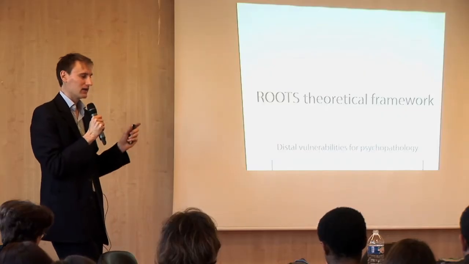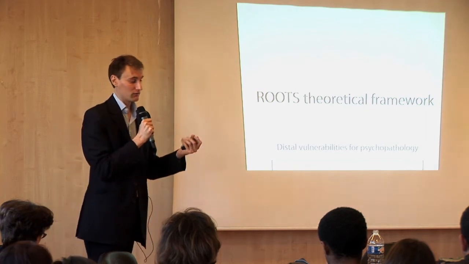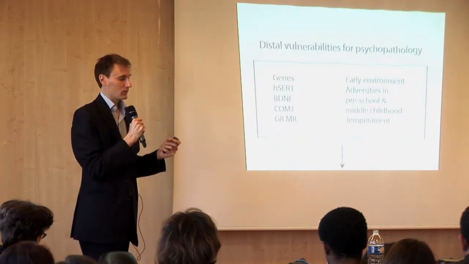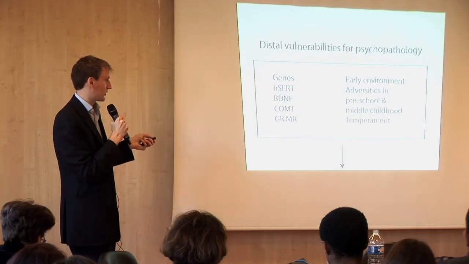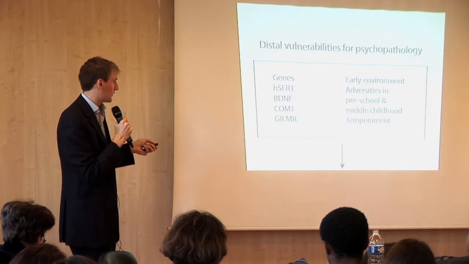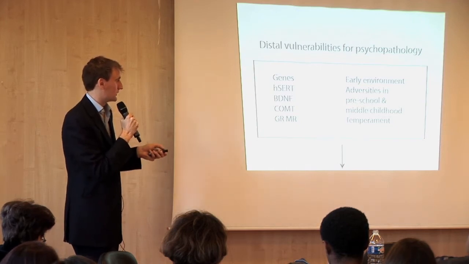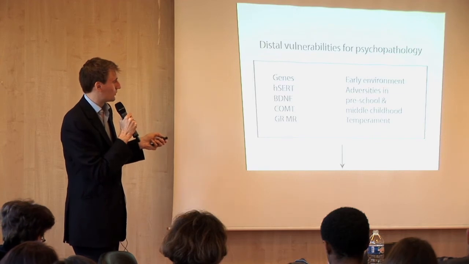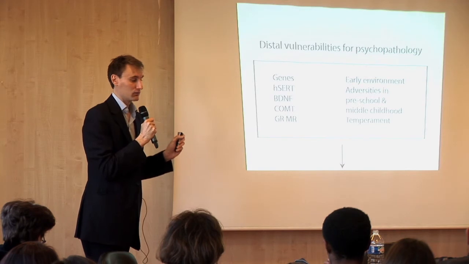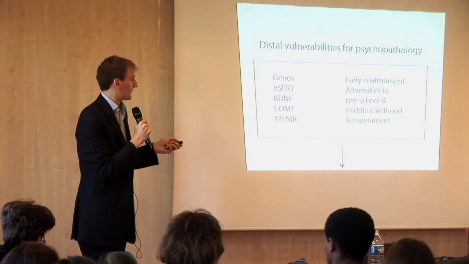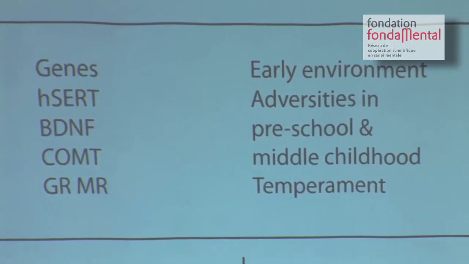And I'll just quickly outline the theoretical framework underlying the Roots project. And so we were interested in distal vulnerabilities upon subsequent psychopathology. And these are things like genes, and there's candidate genes that we've studied. The usual suspects are serotonin transporter, BDNF, COMT, and glucocorticoid and mineralocorticoid receptor genes. And in addition, we were interested in the effect of the early environments and any adversities that occurred in preschool and middle childhood, and on the development of childhood temperament.